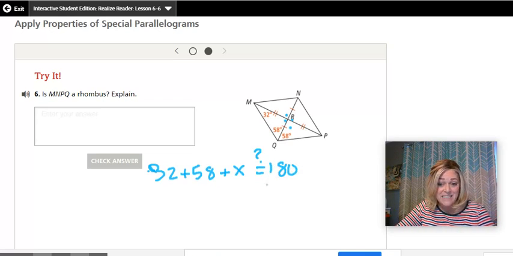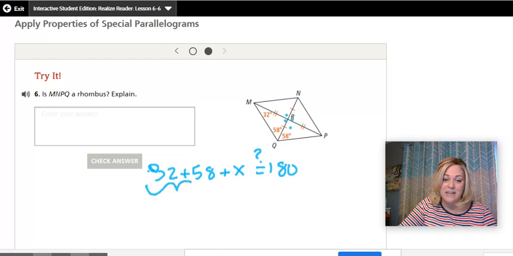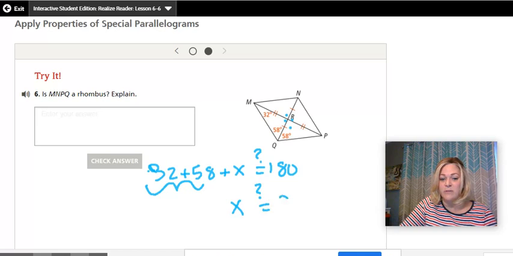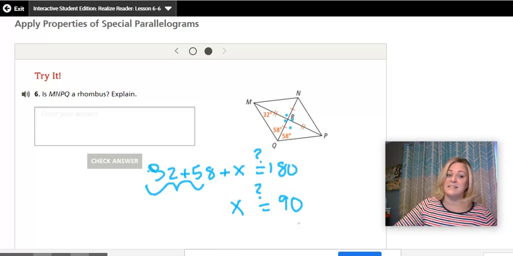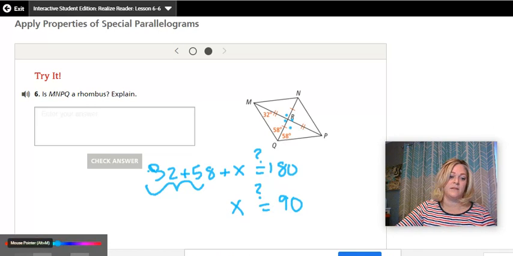If it does, then I can say, yep, it is a rhombus for sure, because diagonals bisect each other, and it would be intersecting at a 90-degree angle, or would be perpendicular. I could say, yes, it does work. But if I can't show that x equals 90, then it won't work. So add these up, subtract on both sides, and see, does x for sure equal 90? And if it does, then yes, it's a rhombus. And if it doesn't, then for sure it is not a rhombus.